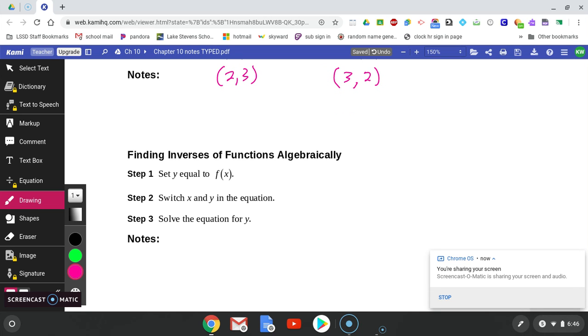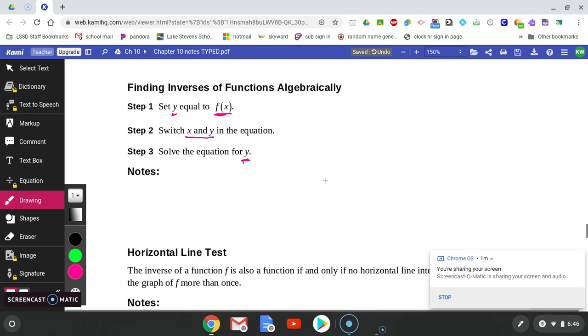So you've got 3 steps. Step 1 is if you've got an f of x, replace it with y. Step 2 is switch the x and the y in the equation. And then step 3 is solve that new equation to get y by itself.